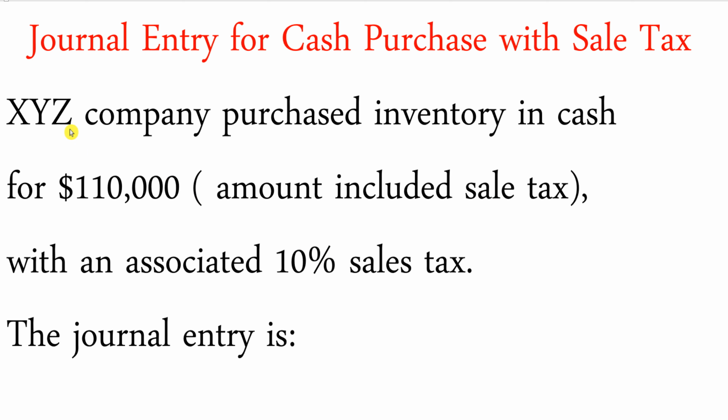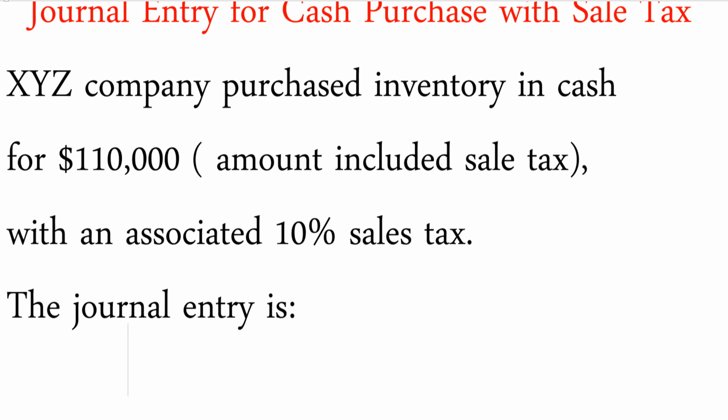So let's see our example together. We assume XYZ company purchases inventory in cash for 110,000. We assume the amount includes sales tax. So I mean that the supplier already included the tax in the 110,000 charged from us, and the sales tax rate is 10%. So how can we make the journal entry for that transaction?